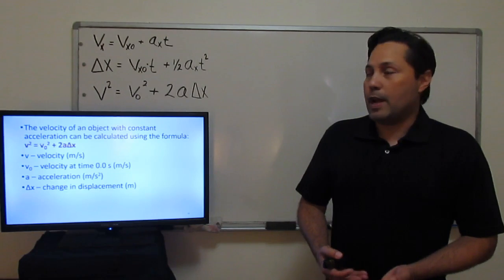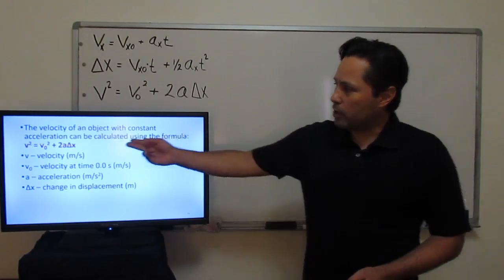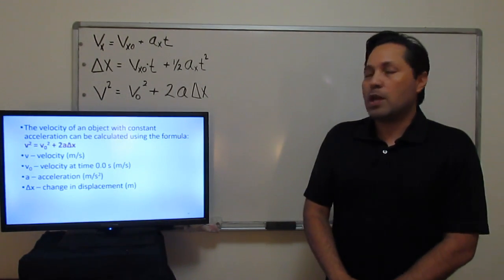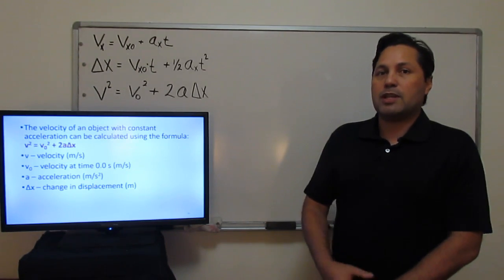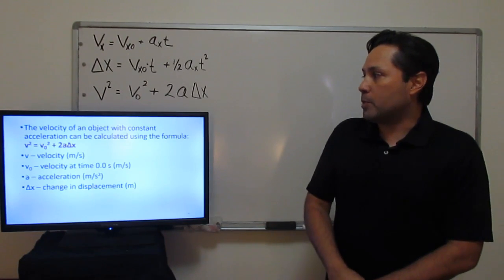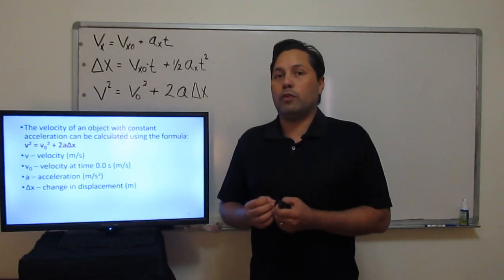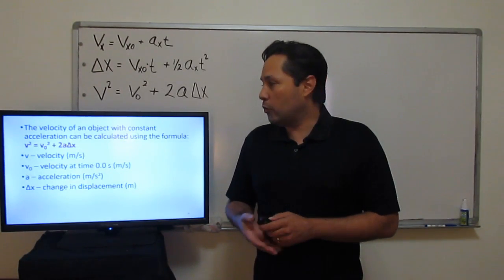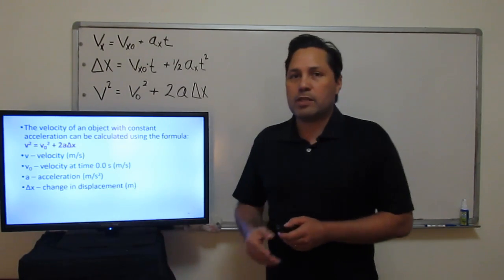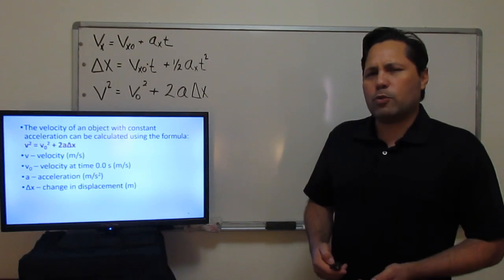Another formula that is very handy to solve these problems is the velocity of an object. This formula right here: velocity squared is equal to original velocity squared plus 2 times the acceleration times the displacement of the object. So for this one, it says the velocity of an object with constant acceleration can be calculated using that formula. So velocity, so how quickly is our object moving? Alright, and the values are the same one more time. Delta x is the change in displacement.